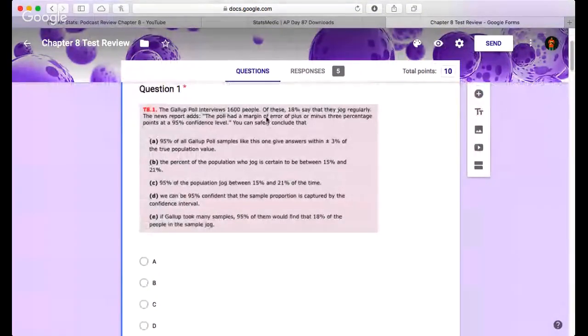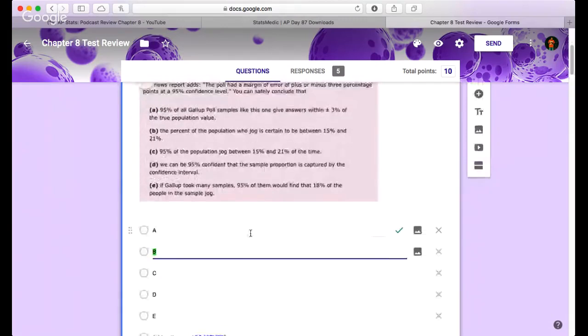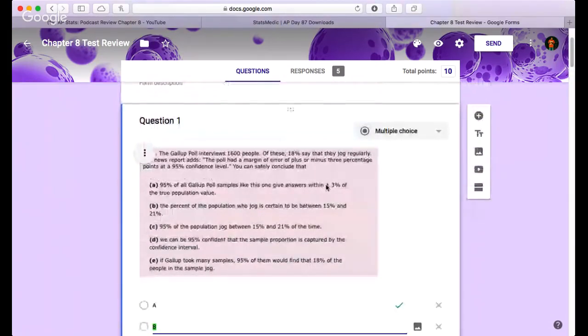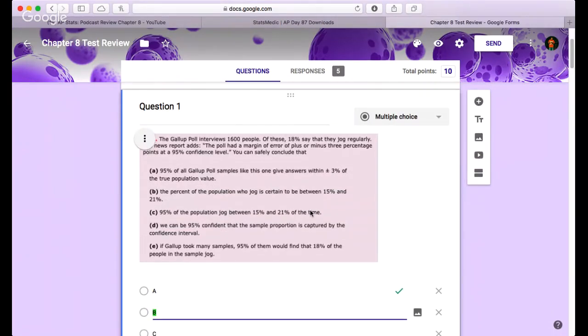The Gallup poll interviews 1,600 people. Of these, 18% said they jog regularly. The news report adds the poll had a margin of error of plus or minus 3 percentage points at a 95% confidence level. You can safely conclude that what? Okay. 95% of all Gallup poll samples like this one give answers within plus or minus 3% of the true population value. That sounds pretty good. Let's go to the next one. The percent of the population who jog is certain to be, well, that's false. 95% of the population jog between, that's false.